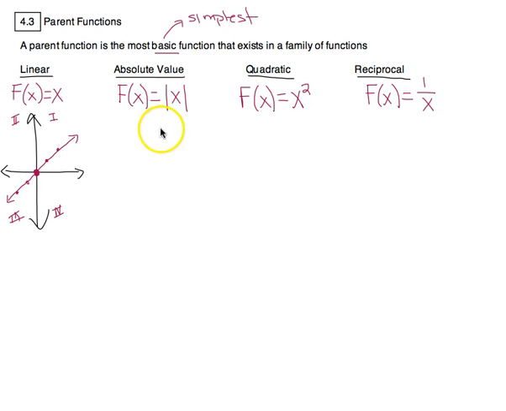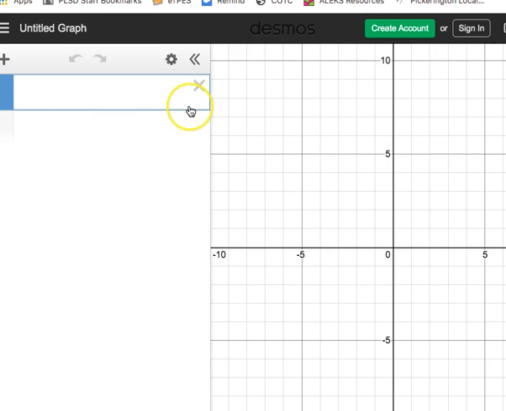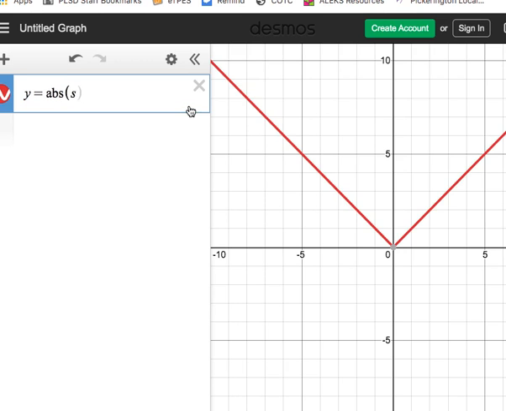The absolute value parent function. So linear, obviously the shape is a line. When we're talking about an absolute value, the shape is going to be a V for the parent function. So I'm going to show you both on Desmos and the graphing calculator. On Desmos, you have to use absolute value, I believe, ABS. Not SX. Here we go.